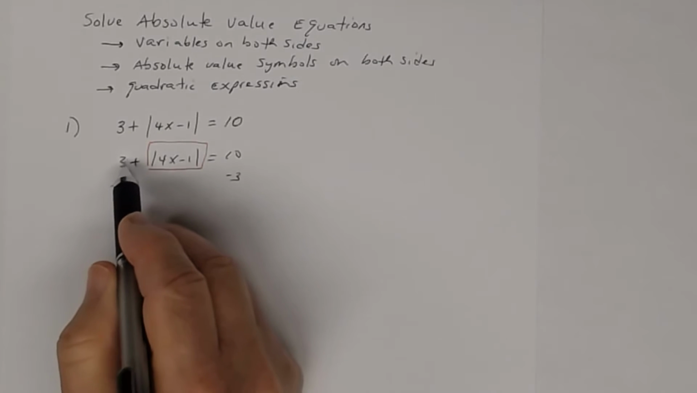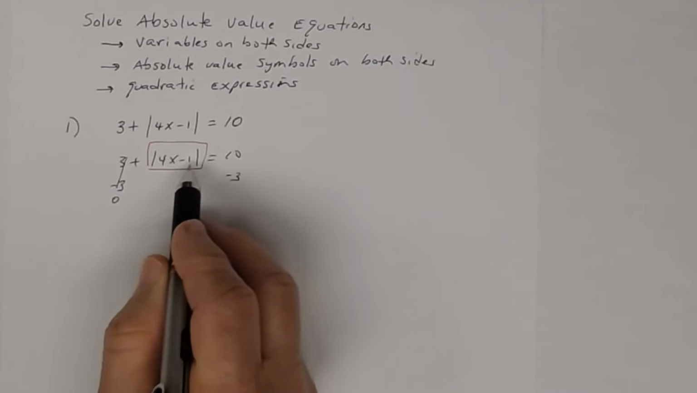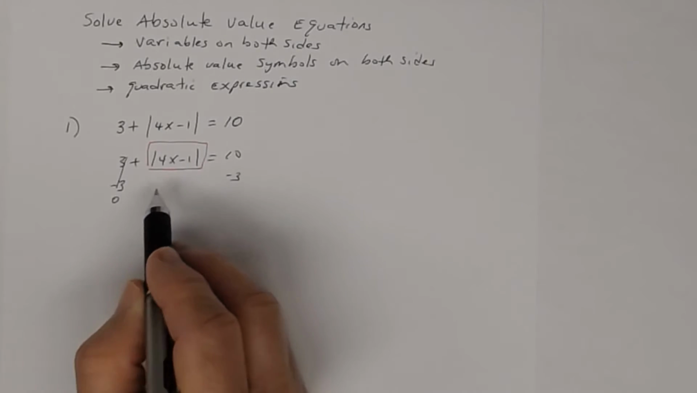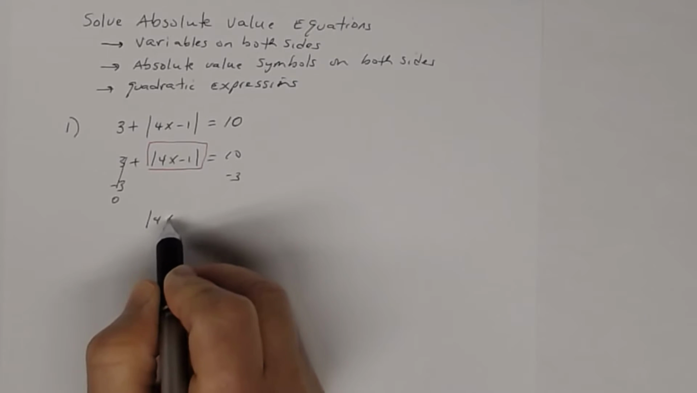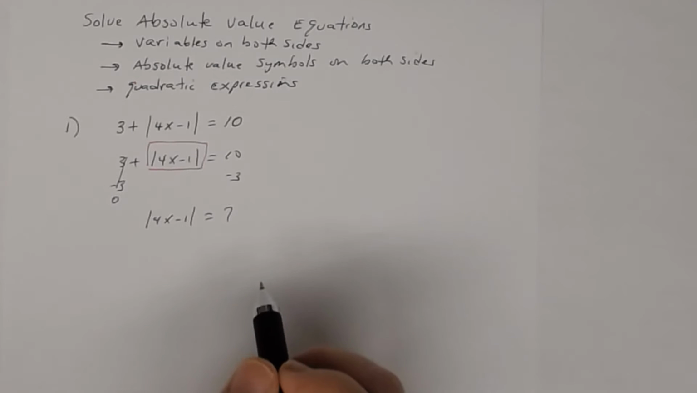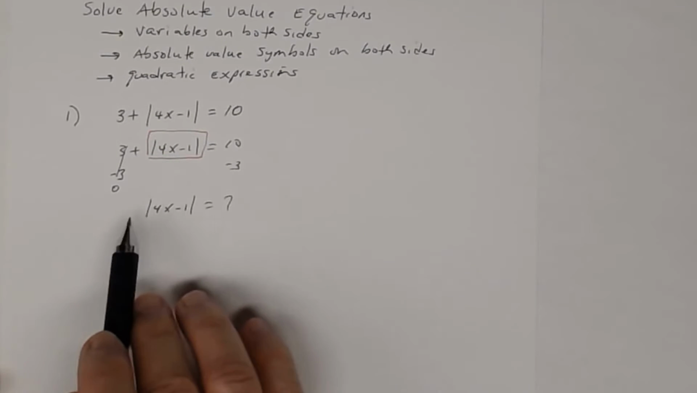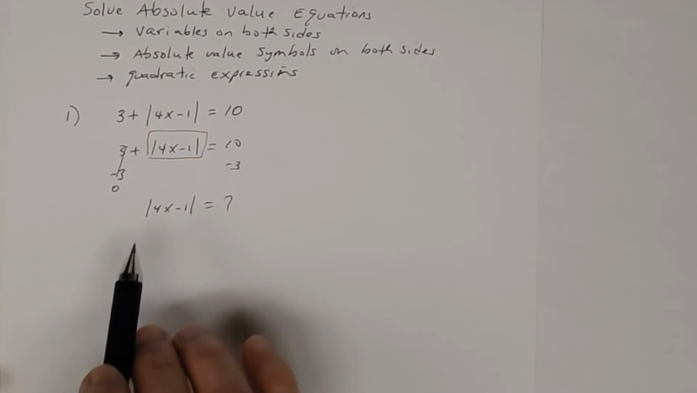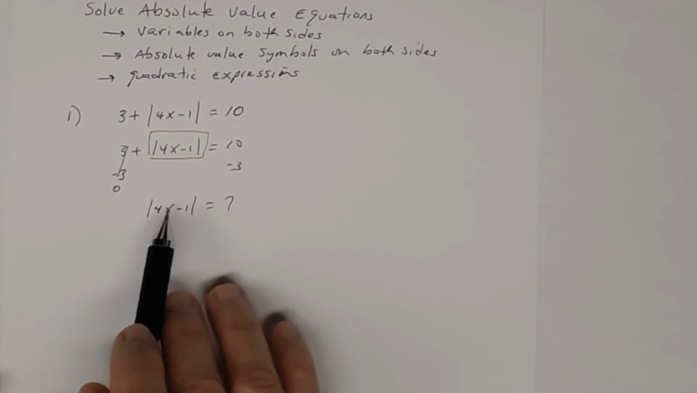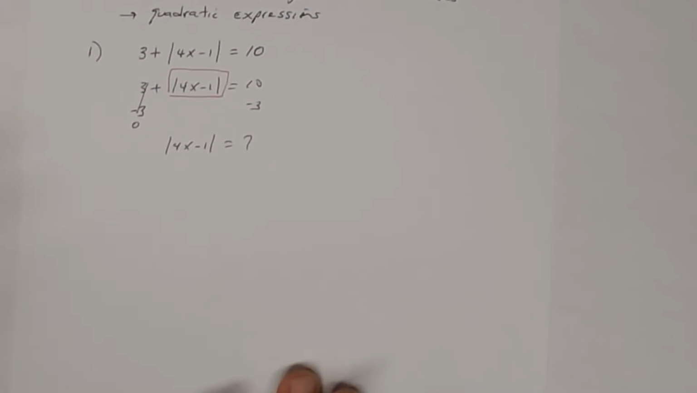And so combining like terms, 3 minus 3 is 0, and 0 plus this absolute value expression is that absolute value expression. So I get the absolute value of 4x minus 1 equals 7. Now notice I now have the absolute value expression by itself on the left-hand side. And it doesn't matter, you can have it on the left or the right, as long as the absolute value expression is by itself. Once I get to that point, remember what we discussed.